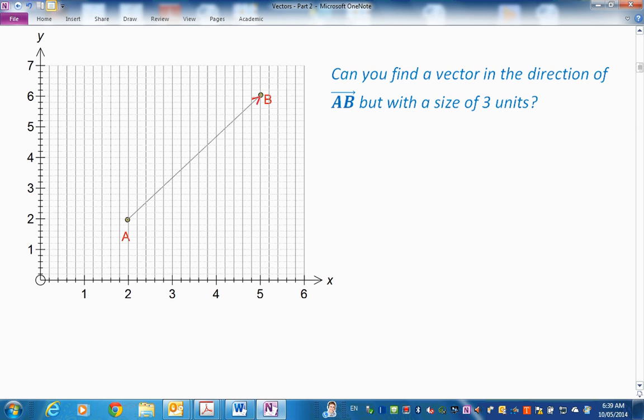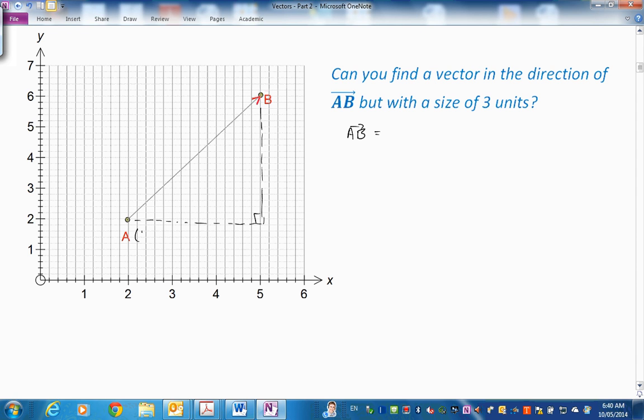Can you find a vector in the direction of AB but with a size of 3 units? Well, that's interesting. I reckon we've got to say, what's the size of AB to start with? Is that the first question? Vector AB, let's look at its components. You could do this with a diagram, but we want to go away from that a bit because we're not always going to have a diagram or need a diagram in our vector work.